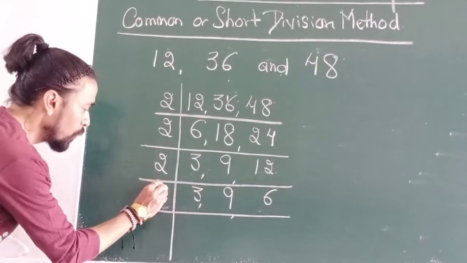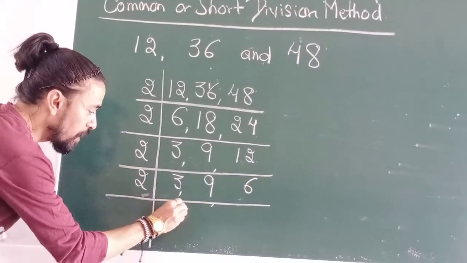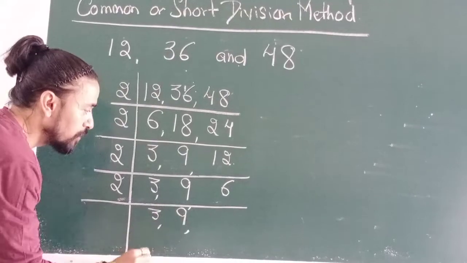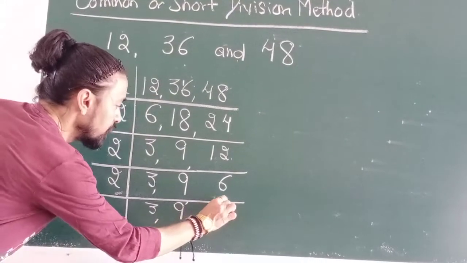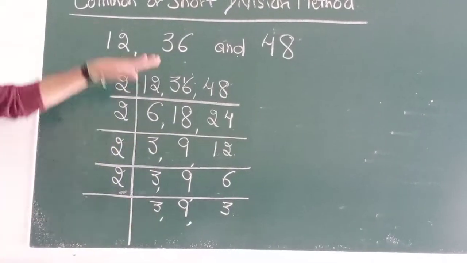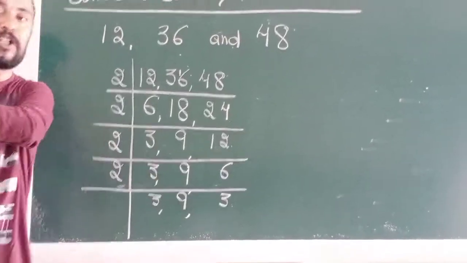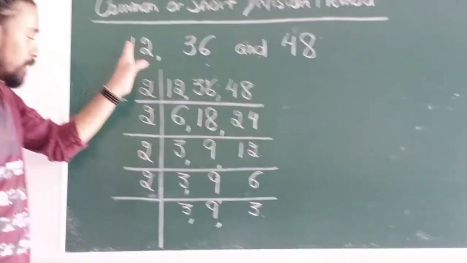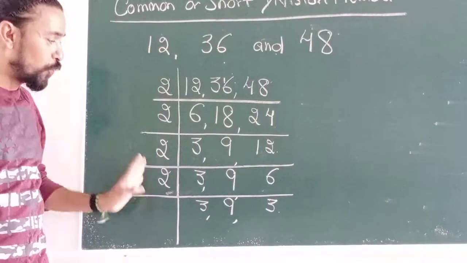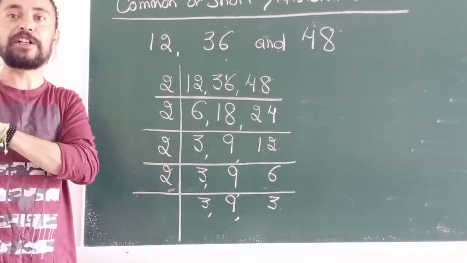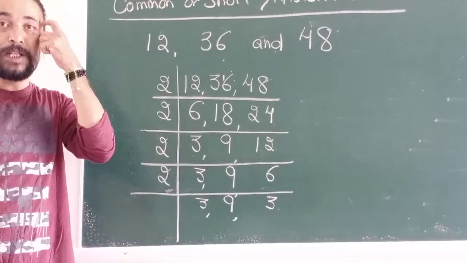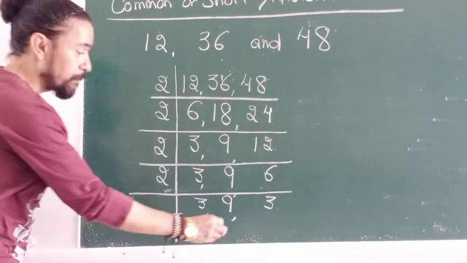So, 2, 3 comes down, 9 comes down. 2 3s are 6. Now I cannot use 2 anymore because 3, 9 and 3 are not divisible by 2. So the work of the prime number 2 is over. It's not required anymore. I go to my next prime number. Next prime number 3.